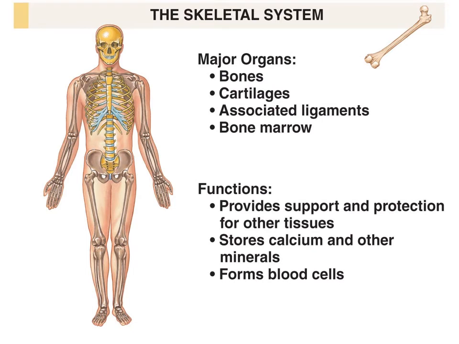The skeletal system is made up, we all know it's made up of our bones, right? Bones make up the skeleton, but it also includes cartilage, ligaments, and bone marrow. And its functions are to provide support and protection for other tissues, to store calcium and other minerals, and to form blood cells. That's what our bone marrow is for, the creation of blood cells.